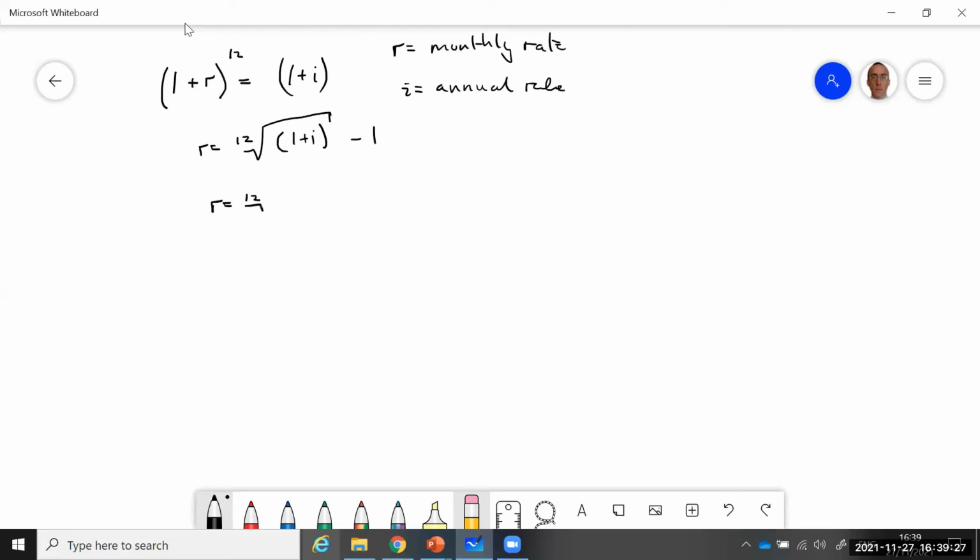So you sub in: 1 plus 3 over 100, because we said the annual rate i is 3%. So therefore r equals 0.2466%. What that actually means is that to have an annual rate of 3% is equivalent to having a monthly rate of 0.2466%. Okay.